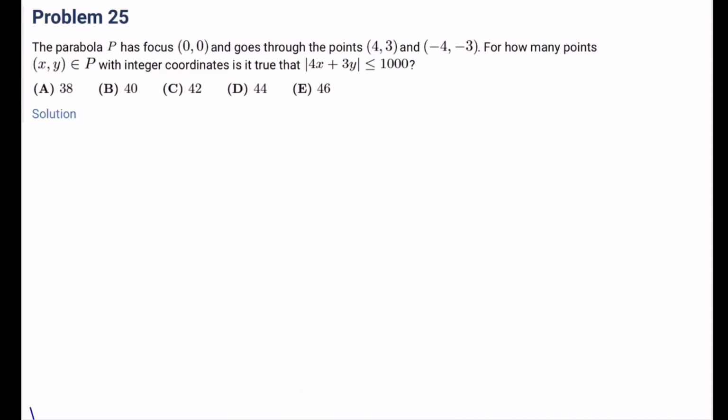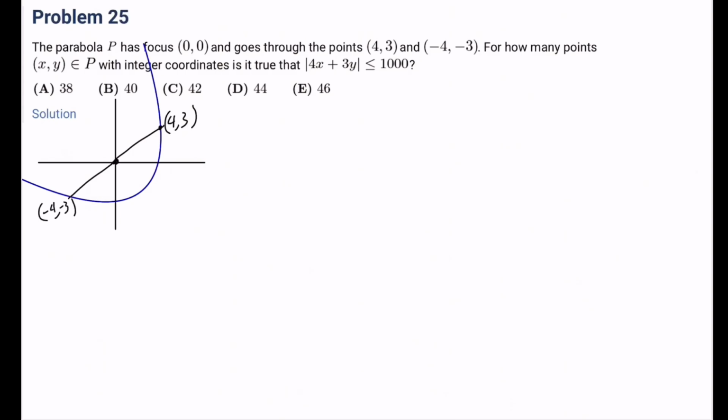Okay, so first let's try to draw this parabola. This is the coordinate plane, and this is the focus (0, 0), and it goes through the points (4, 3) and (-4, -3), something like that. If we have those two points, then it's going to look something like this. And so this gives us that (x, y) has to be within P.